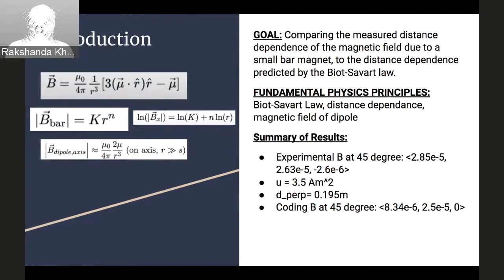And for this experiment, the fundamental physics principles that we will be applying are, as I mentioned, the Biot-Savart law, and the formula for that is given at the top over here on the left. And for distance dependence, we'll be using these two equations below the Biot-Savart law, as well as the magnetic field of a dipole, which is the bottom equation here. And here's a quick summary of the most important results from my lab, and throughout this presentation you'll be able to see how I got each of these results.